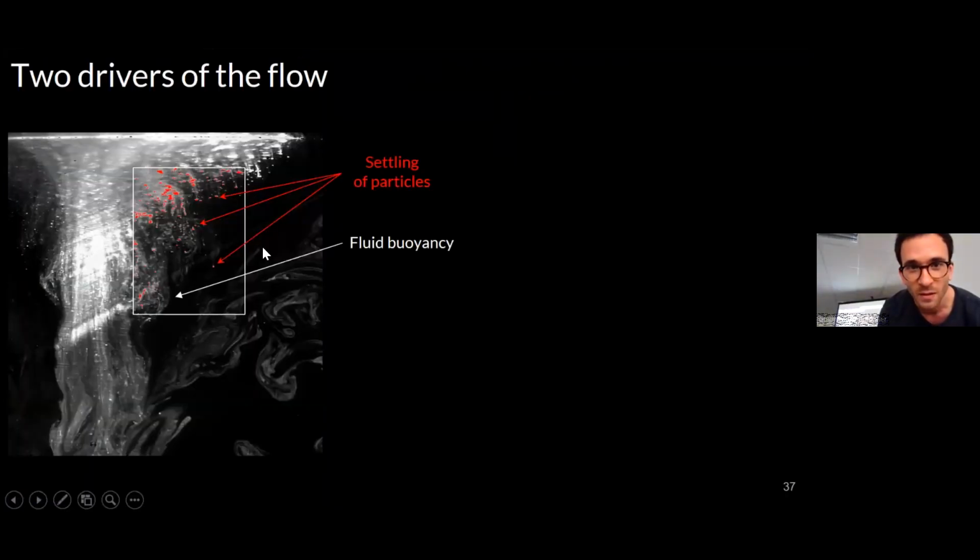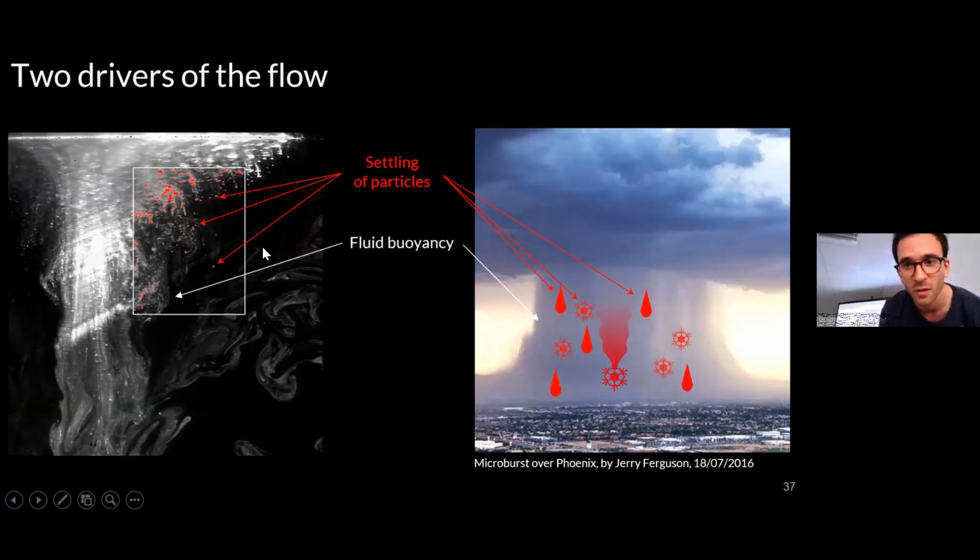So first, I want to insist on the fact that in the two cases, there are two things which are driving the flow. When the particles are falling, so you can see them in red in that rectangular area, here you've got drops and possibly you could have snowflakes. So this is a microburst over the city of Phoenix. You can see it's quite violent. And so what you're visualizing is mostly drops.